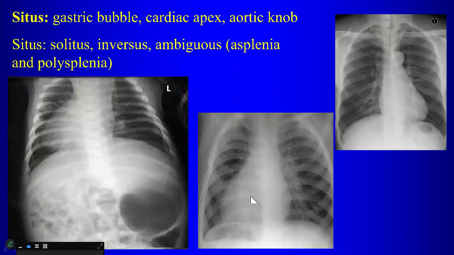And again, just looking at the plain film, you can usually tell that there's something wrong, right? Usually, if the stomach bubble and the apex of the heart are on different sides of the body, it's an indication that there's something seriously wrong with this person when you're looking at the plain film. We're used to the normal configuration. We're used to the mirror image of normal, not so used to this stuff, okay?